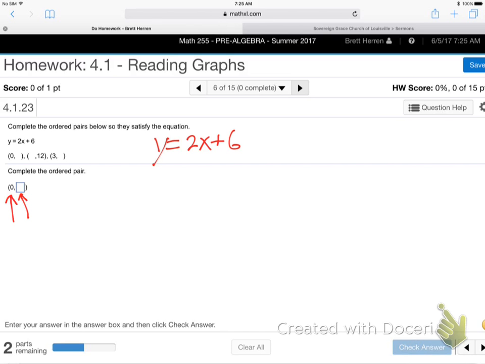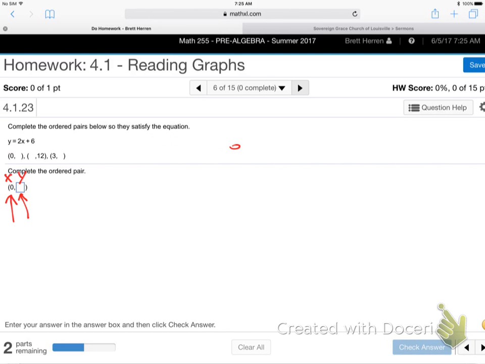Plug in the number that you have. Find out what the other number's got to be. So what's the number that we have? X, because X is always first, right? Remember they go alphabetical, and Y is always second. So that first 0 that they're giving me, that's actually an X, isn't it? So I should plug that in for X.